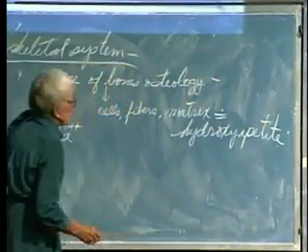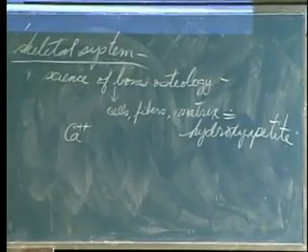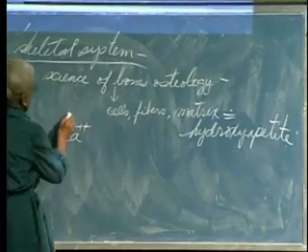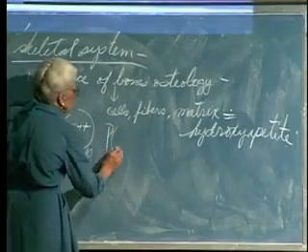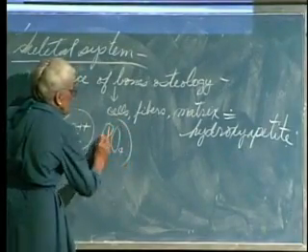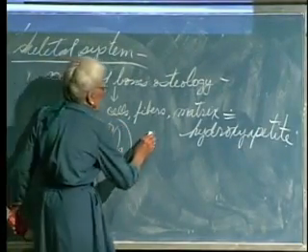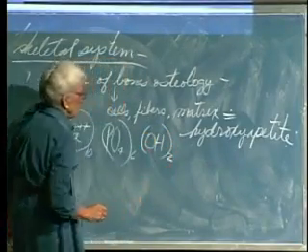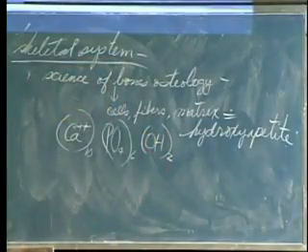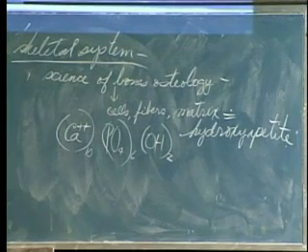So what's the formula for the matrix? It's calcium 10, phosphorus 6, and a hydroxyl radical 2. That compound is the matrix of your bones.